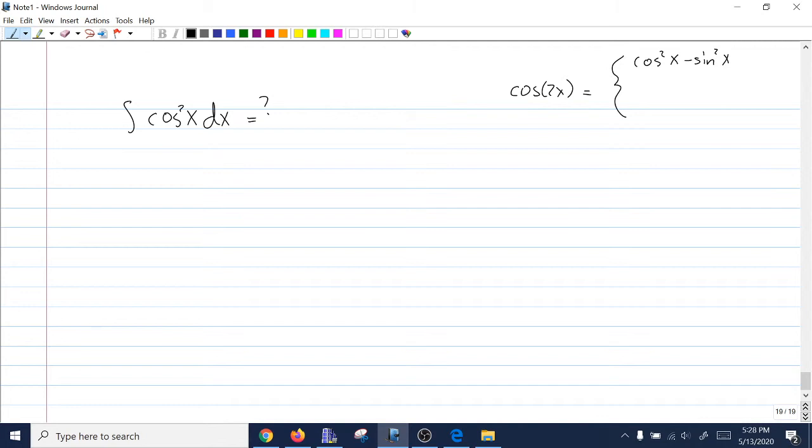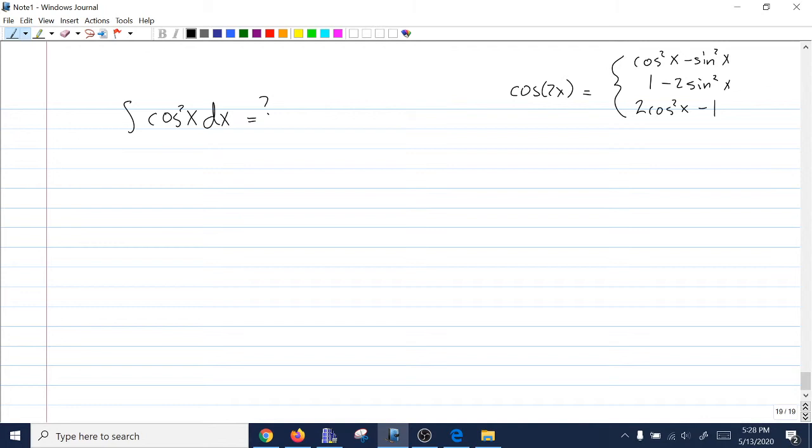But you can rewrite this in different ways because cosine squared is 1 minus sine squared, so I can write that as 1 minus sine squared minus sine squared. Makes 1 minus 2 sine squared x. Or I can use only cosines by rewriting sine squared as 1 minus cosine squared, so that makes it 2 cosine squared x minus 1.